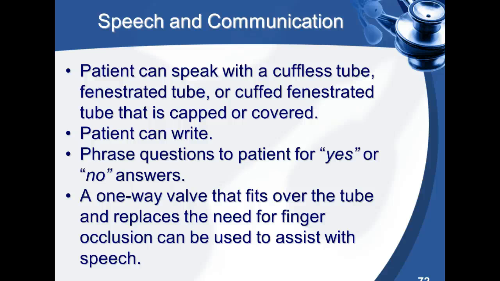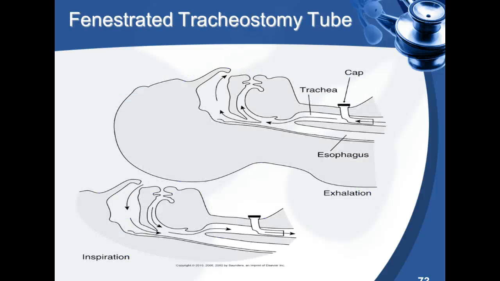And a one-way valve usually fits over the tube and replaces the need for the finger. Occlusion can be used to assist with speech. A lot of times you'll see people with a trach have to cover that airway like that, and they'll speak for a second and tell you various things. Some people even have that cap to help them. Or you'll see people who use that little voice box thing. And here, once again, is an example of a fenestrated tube and the cap and the trachea.